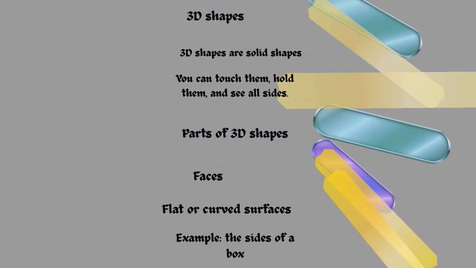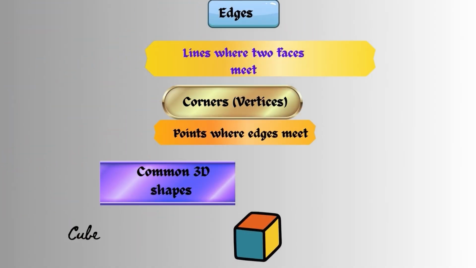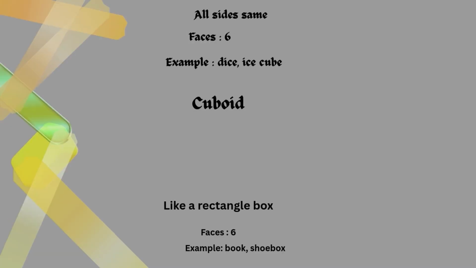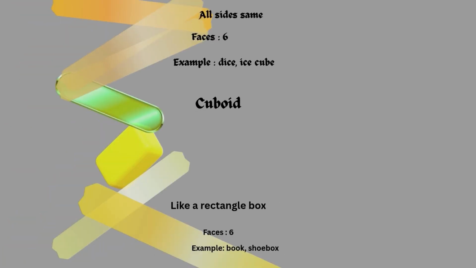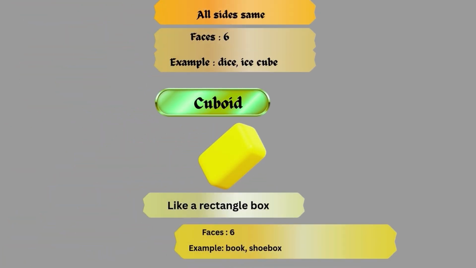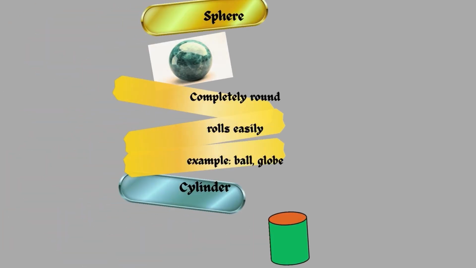Let's see first. The 3D shape is the cube. All sides are the same, like in a dice and an ice cube. We'll see cuboid. A cuboid is like a rectangular box. It also has 6 faces, right? And it can have different length, breadth, and height, similar to a cube. A cube has all equal sides. You can see the top, bottom, left side, right side, front and the back.